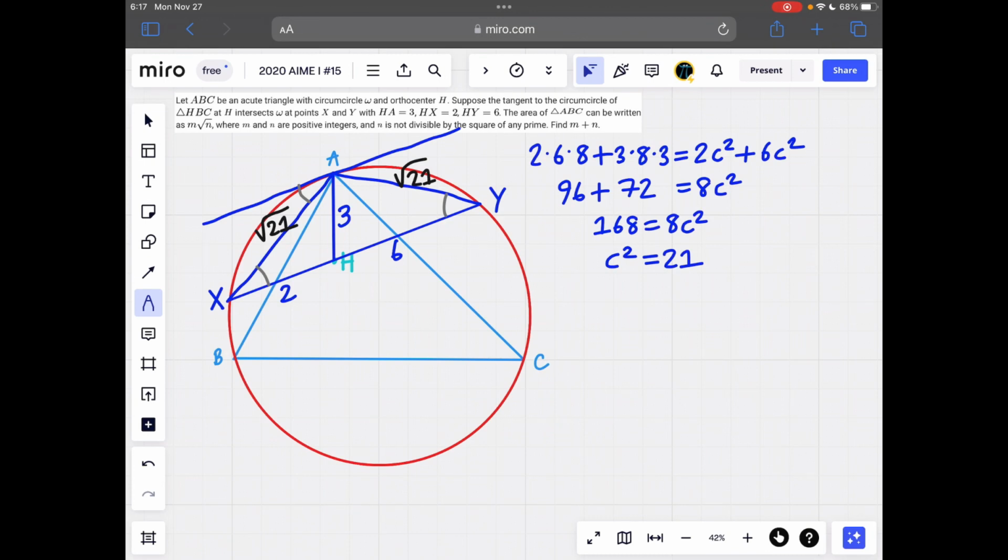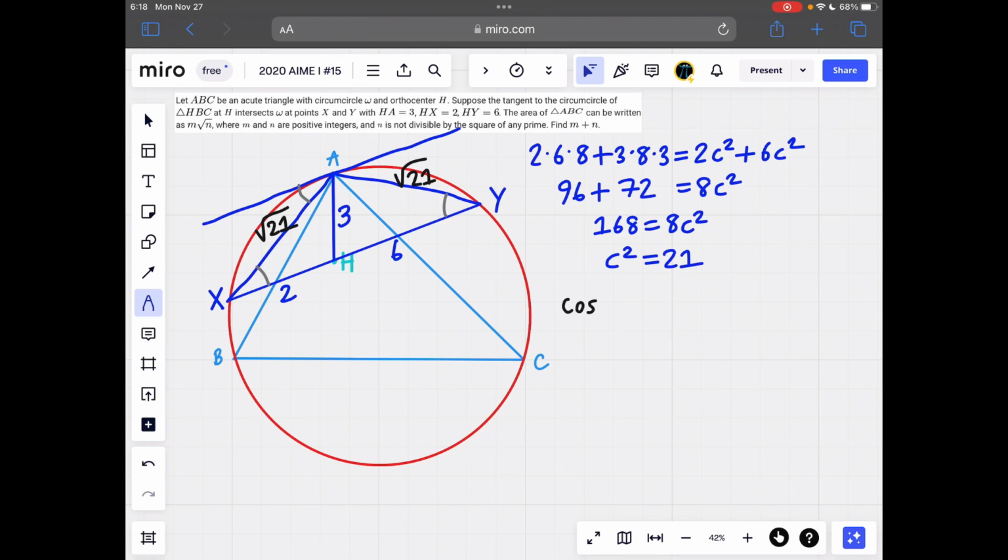They have the same circumradius because they're both inscribed in the same circle omega. And it's pretty easy to find the circumradius of triangle AXY given its side lengths, root 21, root 21, and 8. We could either use abc over 4R is equal to the area of triangle AXY, or we could find cosine A using the law of cosines, then find sine A and use the extended law of sines. I think the second one would be a little faster. So let's do that.